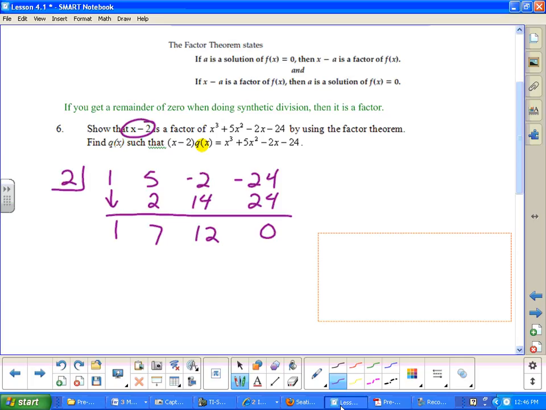So that means then that my q of x in this case is equal to x squared plus 7x plus 12. The numbers I get here are my coefficients for my function for q of x. So when it's asking you just to find this function, well, that just says, okay, x minus 2 times what is equal to that? Well, if I divide, I know what that product is. I know what that factor is I'm going to be multiplying by then.